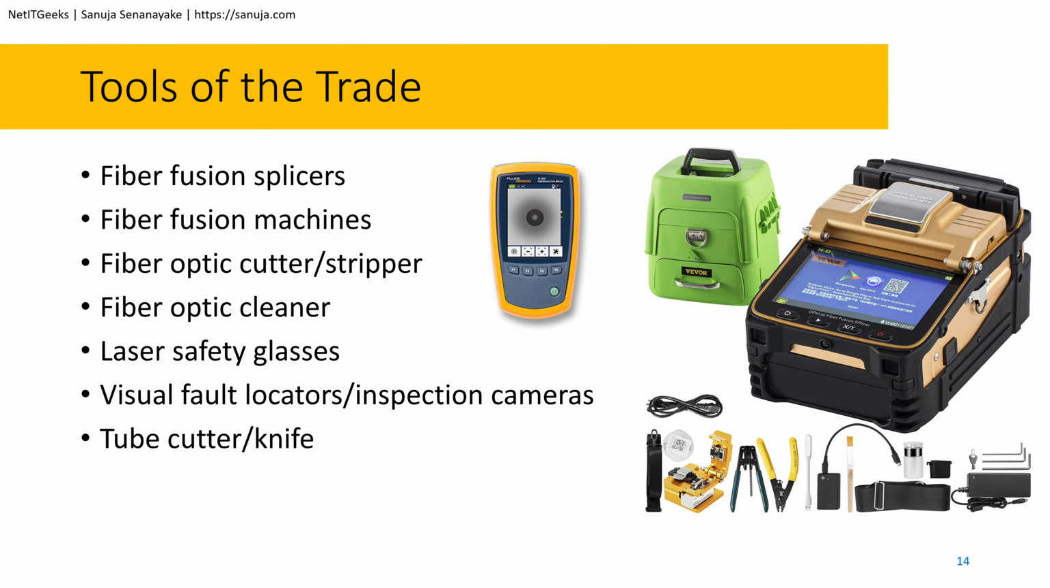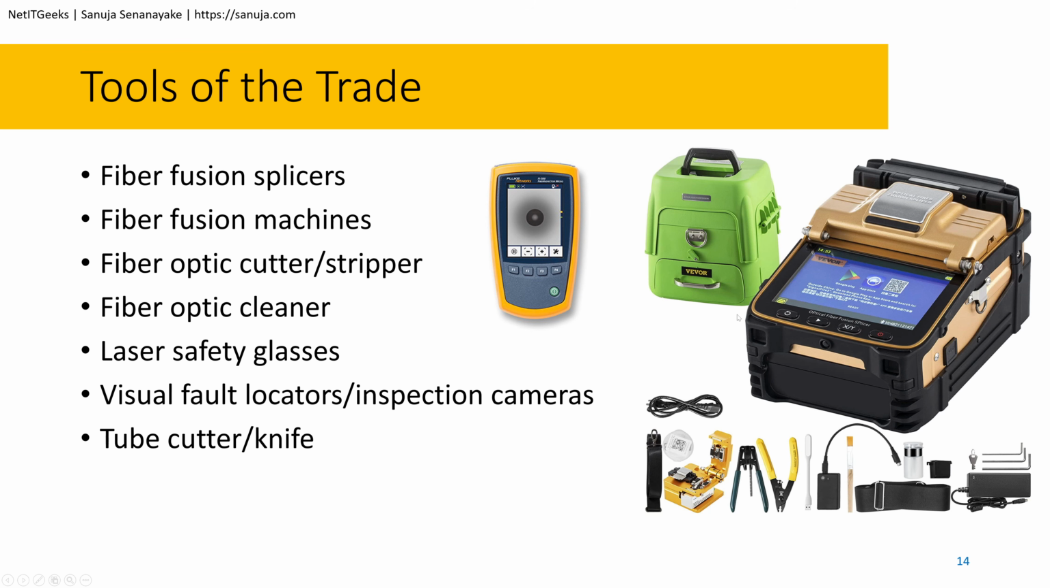So let's look at the tools of the trade. Those include fiber fusion splicers, fiber optic cutters and strippers, fiber optic cleaners, laser safety glasses, visual fault locators, inspection cameras, and tube cutters and knives. That is basically what should be in your toolbox.